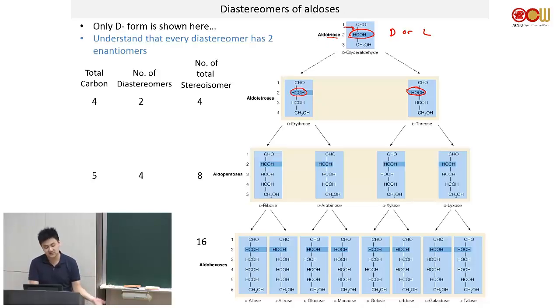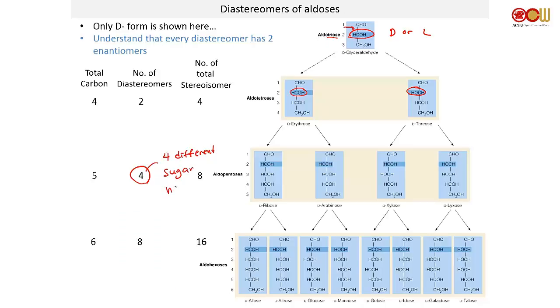When you get to pentoses, you'll have 4 different diastereomers and 8 total stereoisomers. Now, for every diastereomer you have a different sugar name. Every diastereomer has a different name. For example, you've got ribose, arabinose, xylose, lyxose.